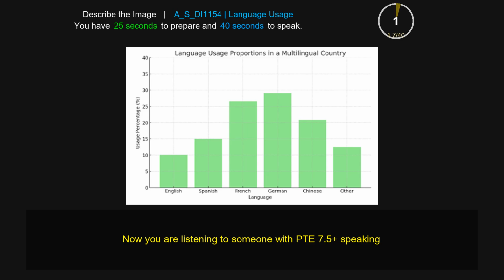The bar graph gives information about language usage proportions in a multilingual country. The x-axis talks about language, whereas the y-axis talks about usage percentage from 0 to 40%.